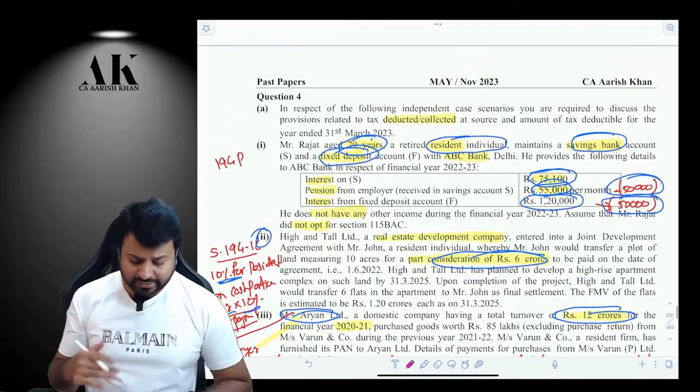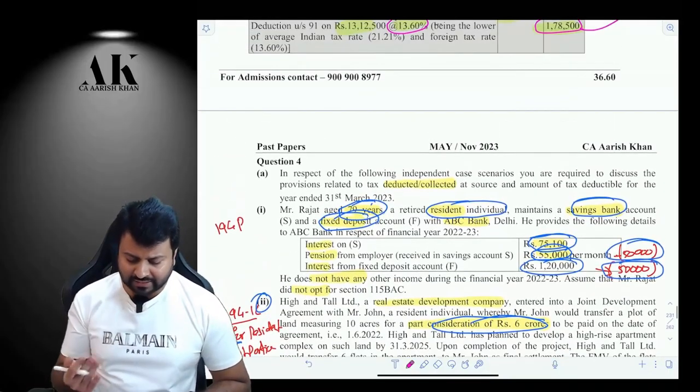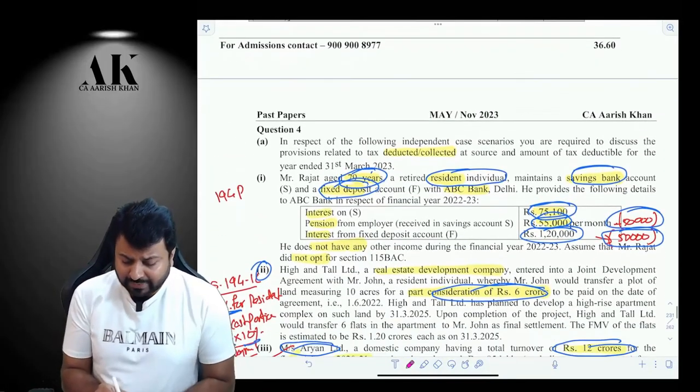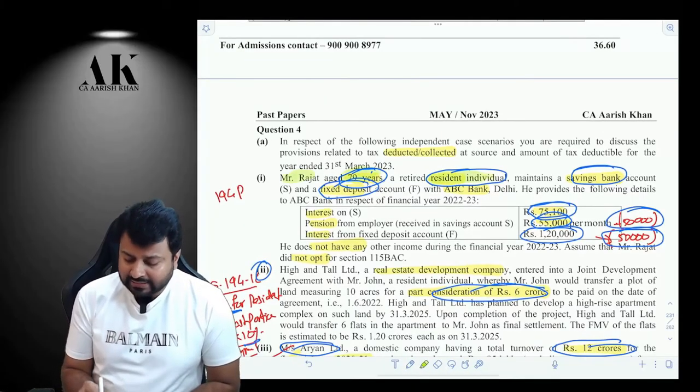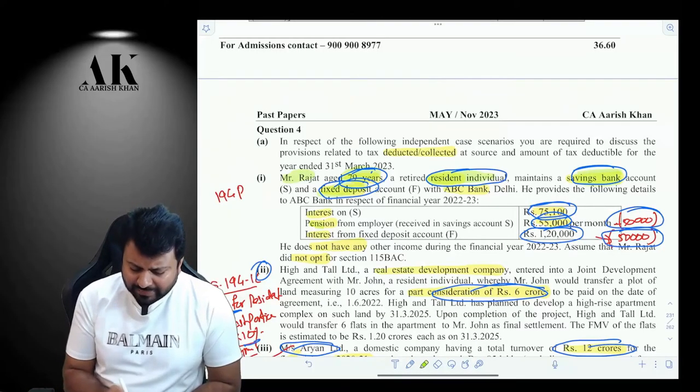Okay. Now, the next question is on TDS, which is a very, very simple question. Nothing great as such. Okay. There is one person, Mr. Rajat, who is aged 79 years and he is resident also, and he is earning only savings bank interest, FD interest and pension income. Okay.